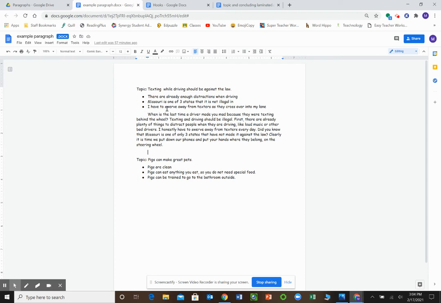I have 3 details that prove or support this. There's already enough distractions when driving. Missouri is one of 3 states. Now there's 50 states. That means 47 other states. It's illegal, and yet it's still not illegal in Missouri. And finally, I have to swerve away from texters as they cross into my lane. I am constantly, I feel like, on the defense when I drive. So here is my topic, and here are my 3 details. And I'm going to write them in a paragraph.